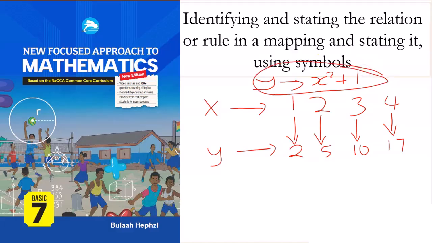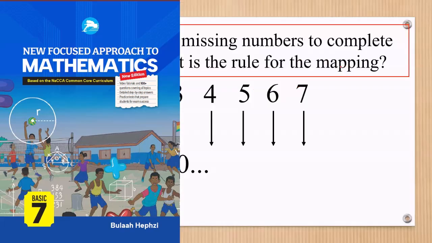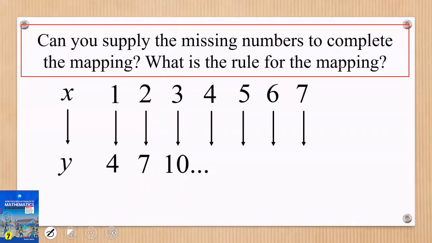Now what we are going to do is that we will be given some kind of mapping, and we will state what kind of rule the mapping is using. So here, can you supply the missing numbers to complete the mapping? What is the rule of the mapping? When you observe the values of X and the corresponding values of Y, what is the rule? We can use that rule to generate the remaining values here. That is all we want to understand.